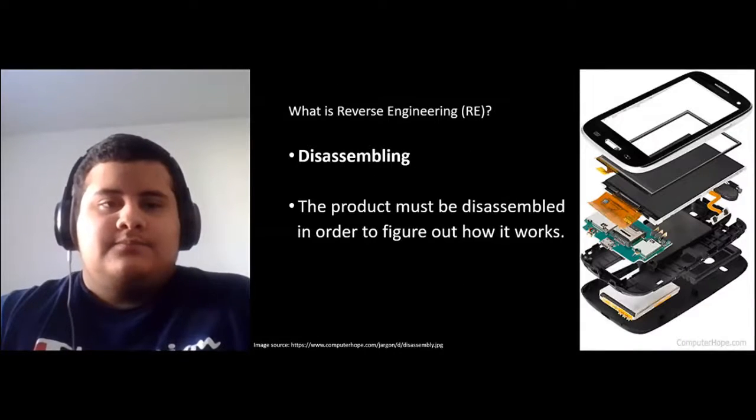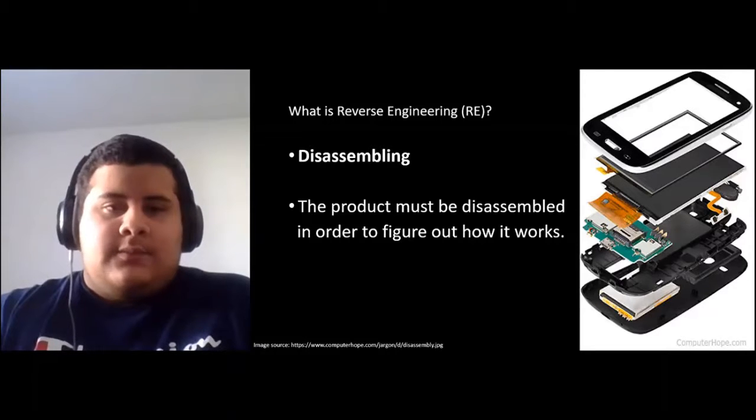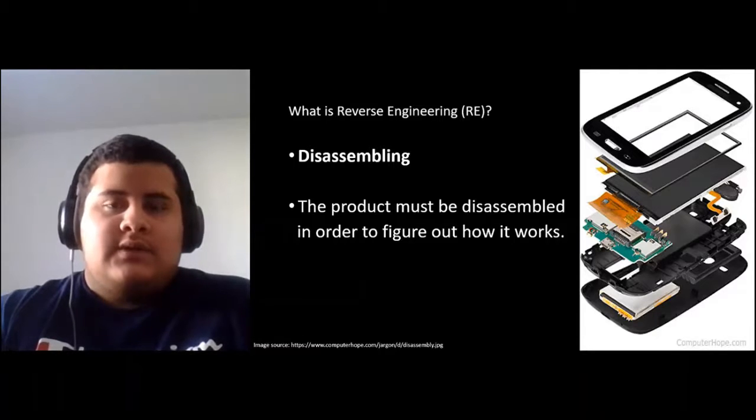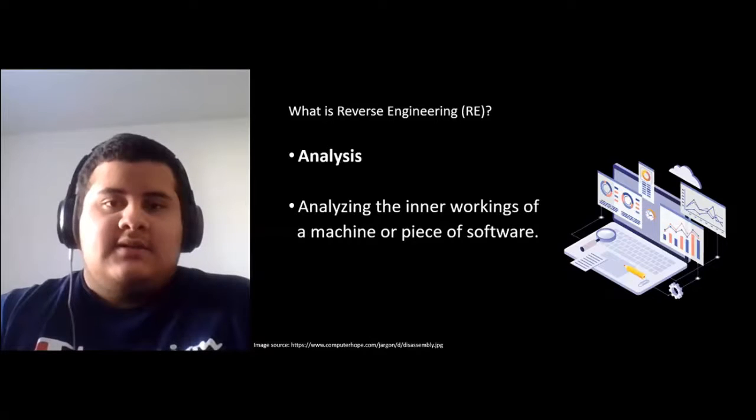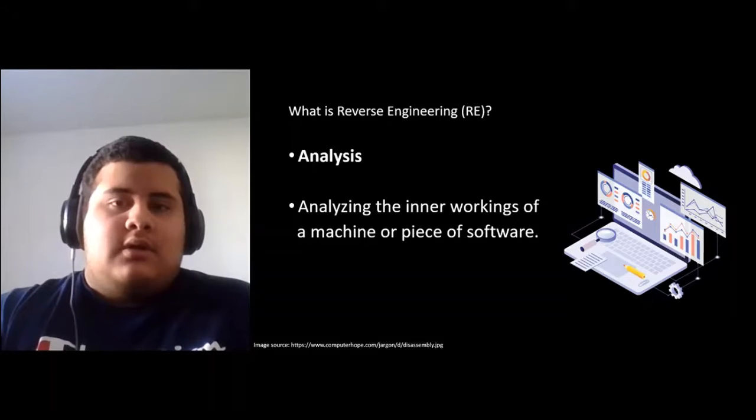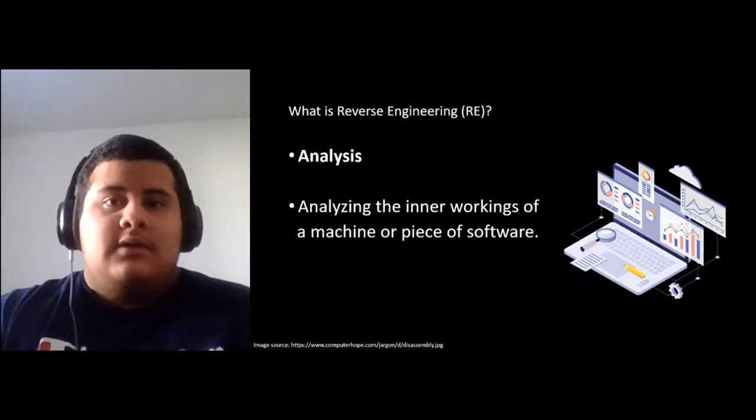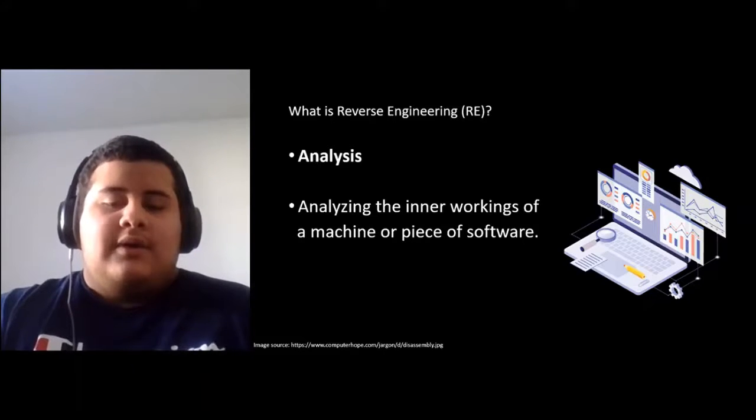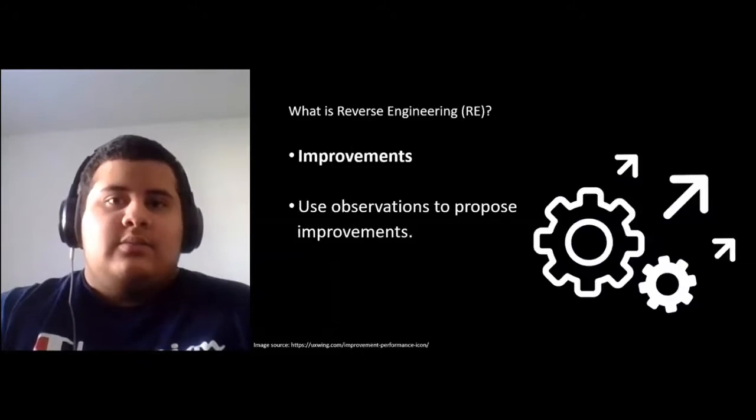So, how does reverse engineering work? The first step is disassembling a product or piece of software in order to figure out how it works. So you can take a look at the inside, basically, take a look at the mechanics. Then you need to analyze the inner workings of the product or software, so in order to basically know how each part works, so that you're able to apply it to your own product.